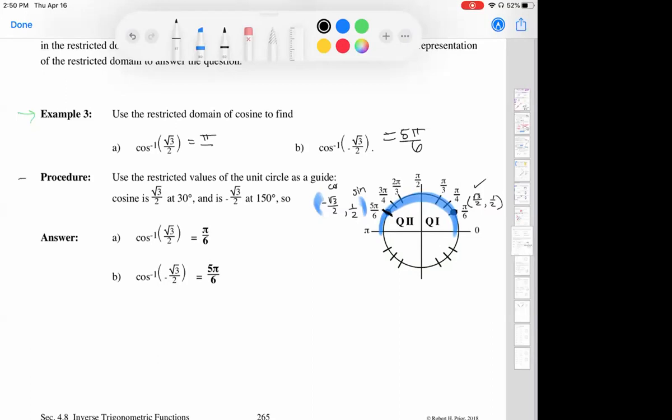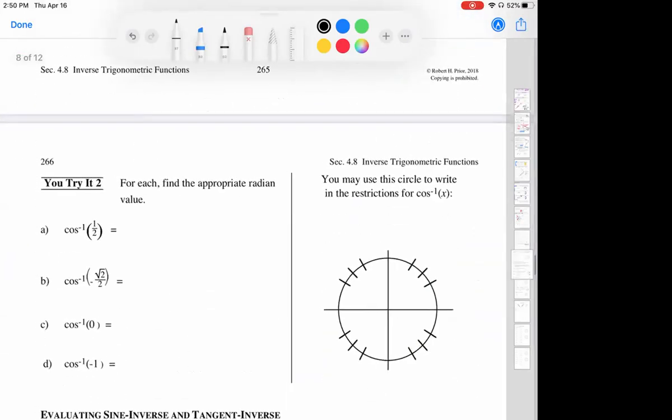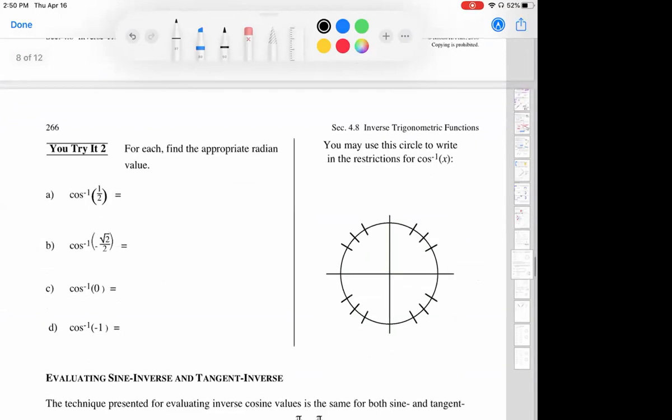Okay, here it has it explained. Use the restricted values of the unit circle as a guide. Cosine of square root of 3 over 2 is at 30 degrees, and negative square root of 3 over 2 is at 150 degrees. Okay, go ahead and take the time to try this. You try it too. I'll give you 2 minutes.